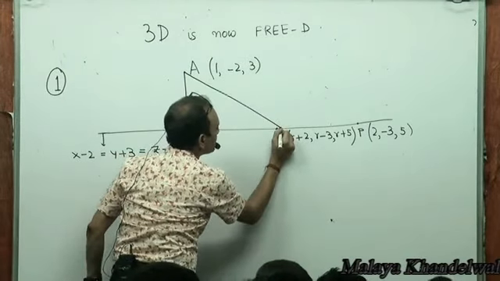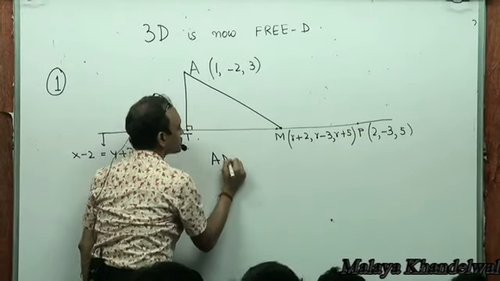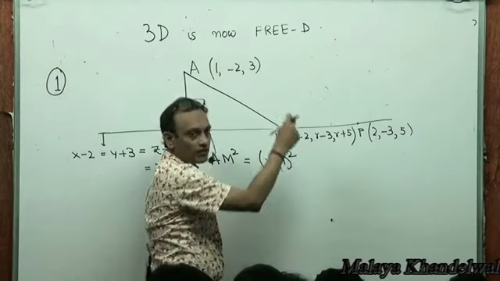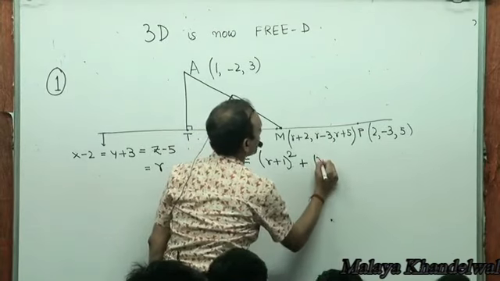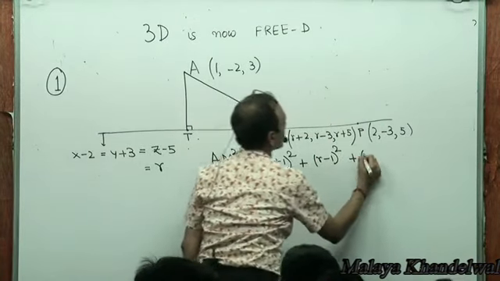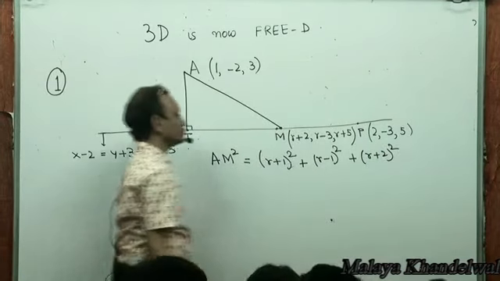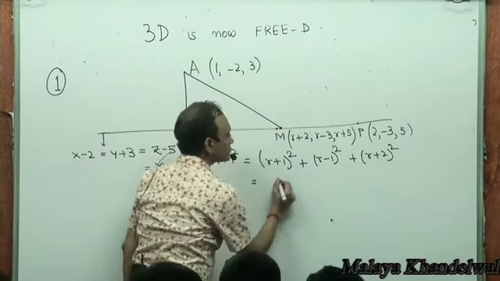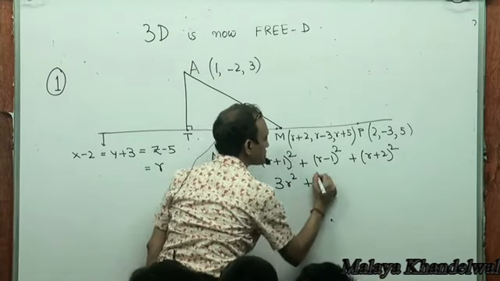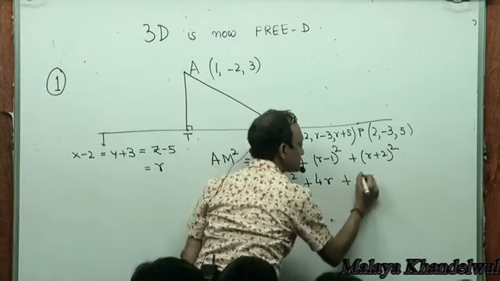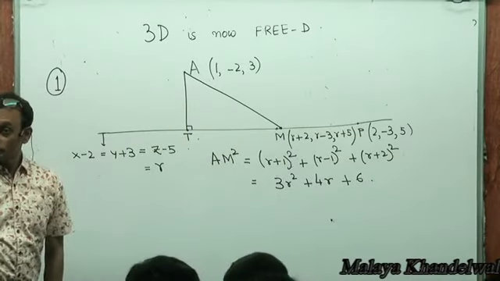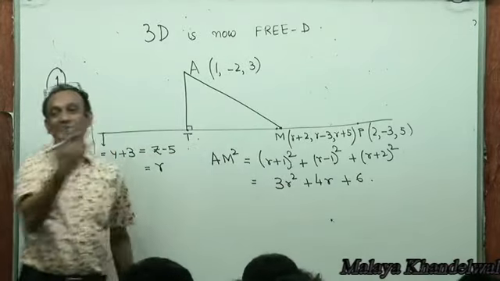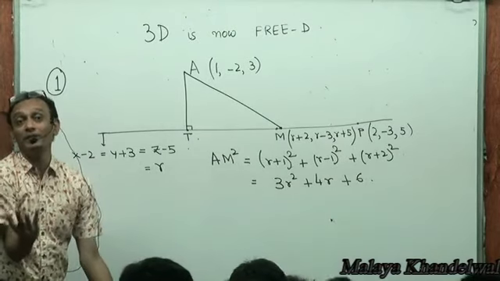Now, if M is any point, let me find AM squared. What is AM squared? AM squared is going to be r plus 1 whole square, right? Distance formula plus r minus 1 whole square plus r plus 2 whole square. Yes or no? That's AM squared. Clear? Which is 3r squared plus 4r plus 6. Yes or no? Absolutely. The minimum value of AM squared will be AT squared.